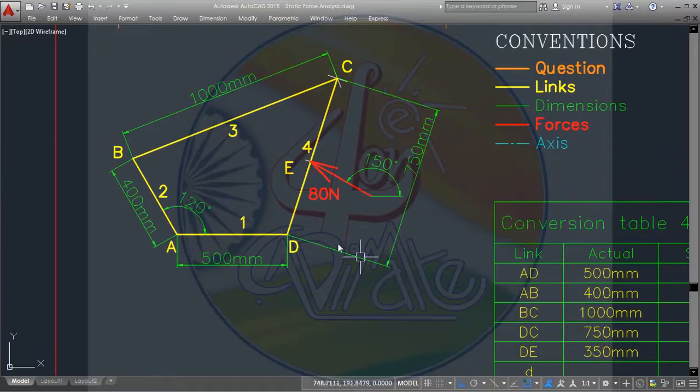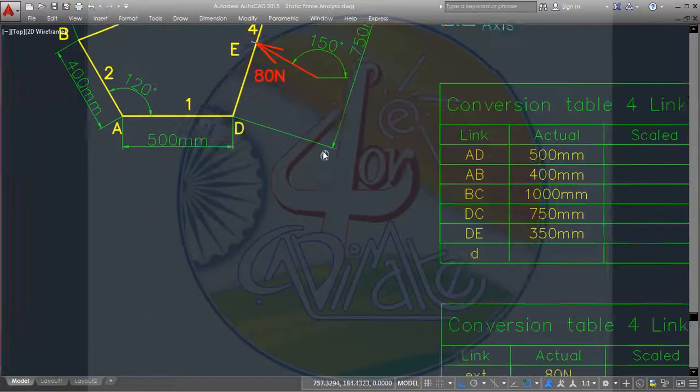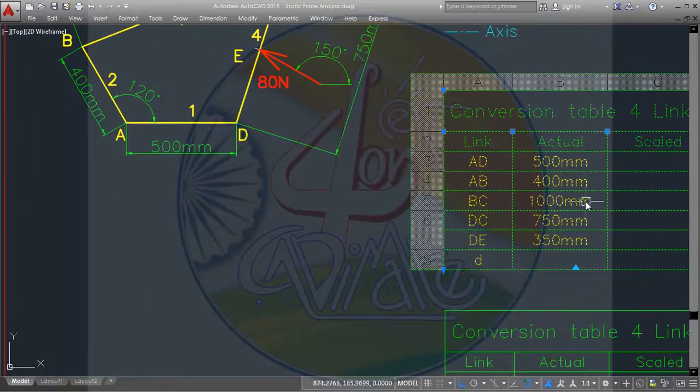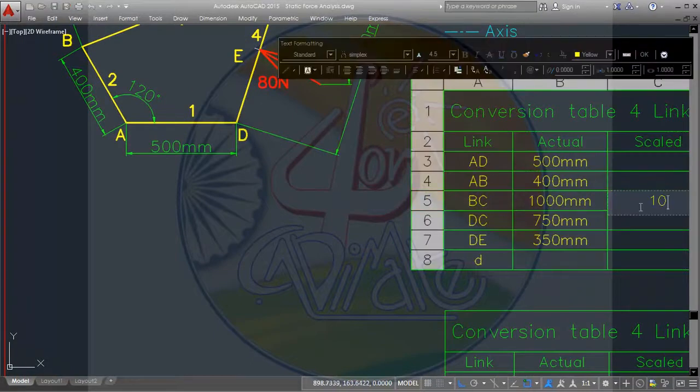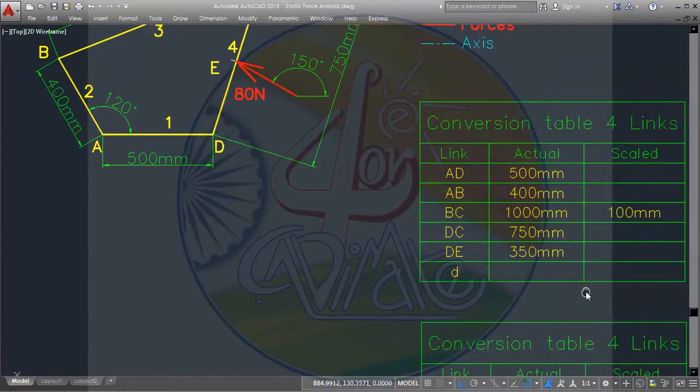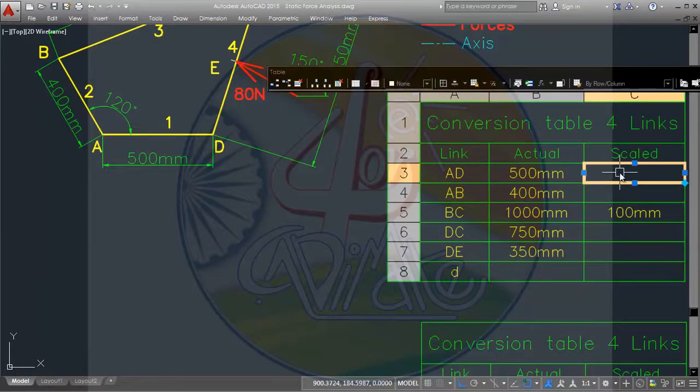So what is the maximum length here? 1000. 1000 means 100 centimeters. We cannot draw that, but 10 centimeters we can easily draw. So we will take 1000 mm as 100 mm. Now the same ratios we have to apply on all the others. We can easily do that.